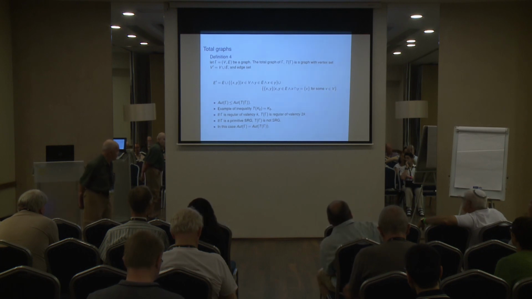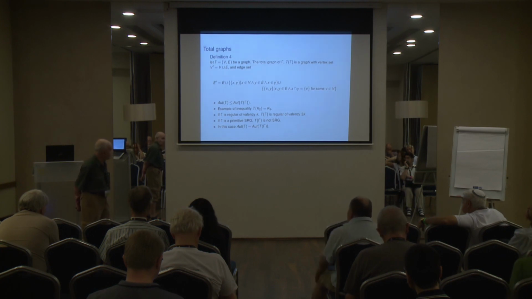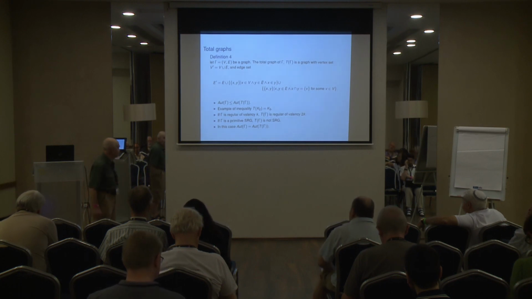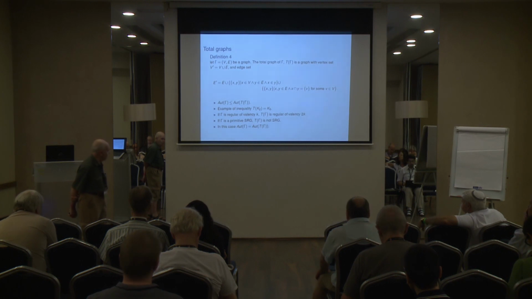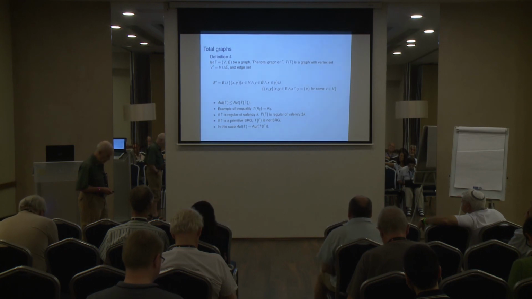In principle, it can happen that the automorphism group of the initial graph is strictly smaller. It's always smaller or equal to the automorphism group of the total graph. For example, the trivial example K2 tells us that the total graph of K2 is K3, and for this reason we have non-equality of automorphism groups. There are some more or less trivial properties of the total graph in comparison with the initial graph. For example, if the initial graph is regular of valency k, the total graph is regular of valency 2k.